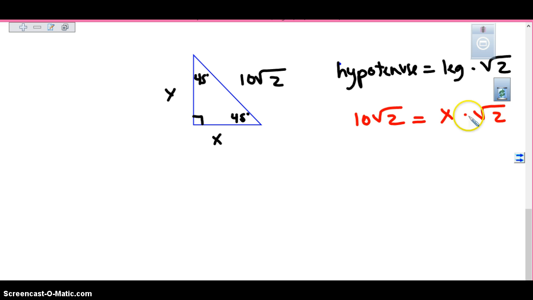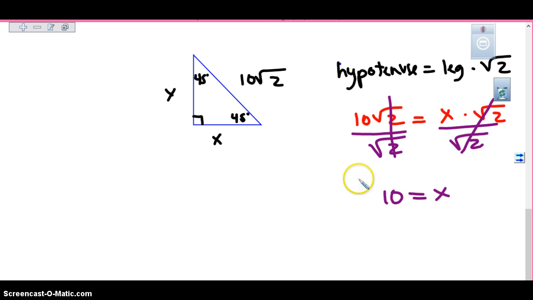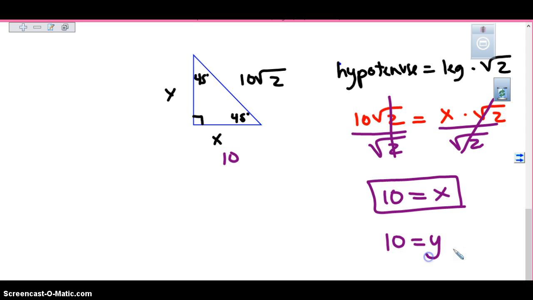What is the inverse operation of multiplication? Division. What you do to one side, you do to the other. When we divide by the square root of 2, the square roots cancel. That means that 10 is equal to x. So if x is equal to 10, and the two legs are equal, what does y equal? So y also equals 10.